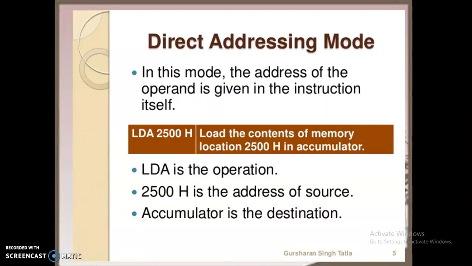The next one is direct addressing mode. In this mode, the address of the operand is given in the instruction itself. Here you can see LDA 2500. This means the address is given in the instruction. In that address, there may be some data stored. That data is transferred to the accumulator A. So here the source is the memory location and the destination is the accumulator.